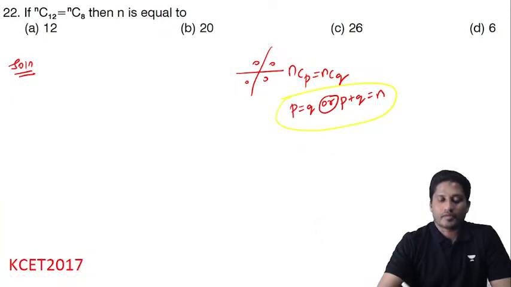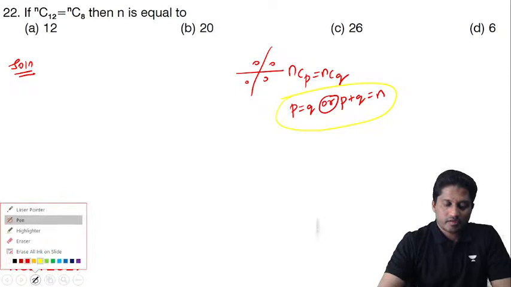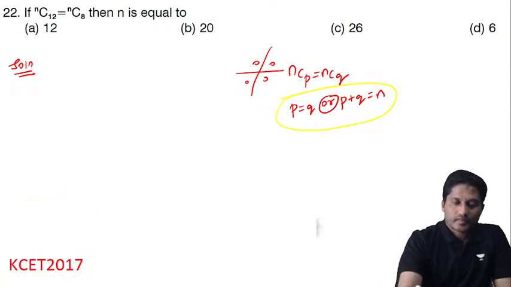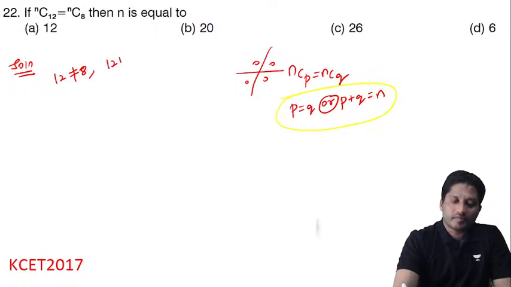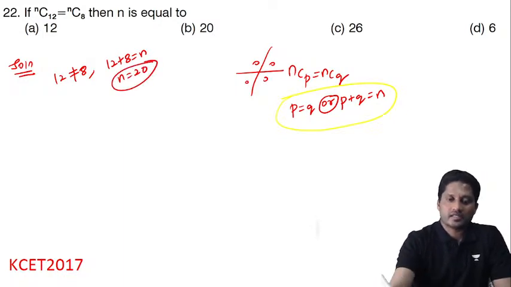Either P equal to Q or P plus Q equal to N. P is equal to Q is not possible here, since 12 cannot be equal to 8. But P plus Q is equal to N means 12 plus 8 is equal to N, so N is equal to 20. Simple question, within 10 seconds you will get the answer. Answer is option B.